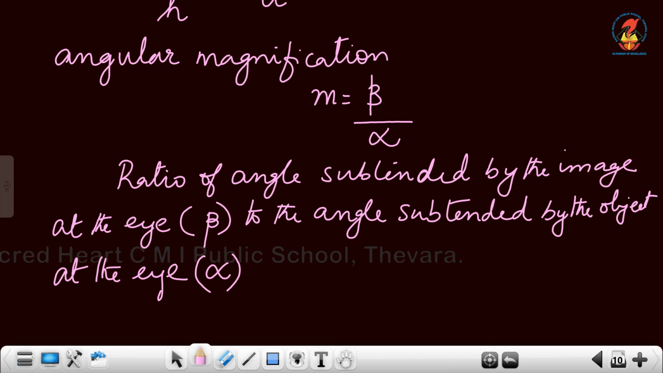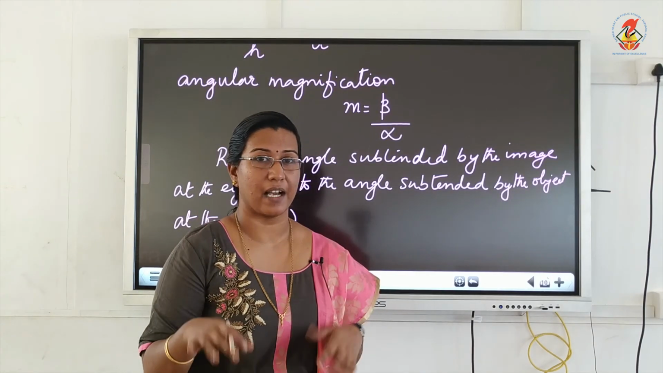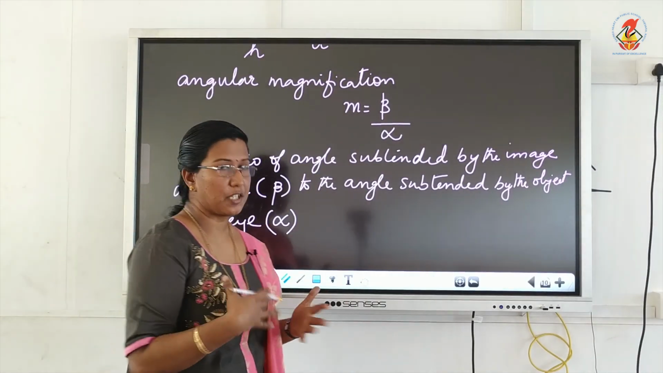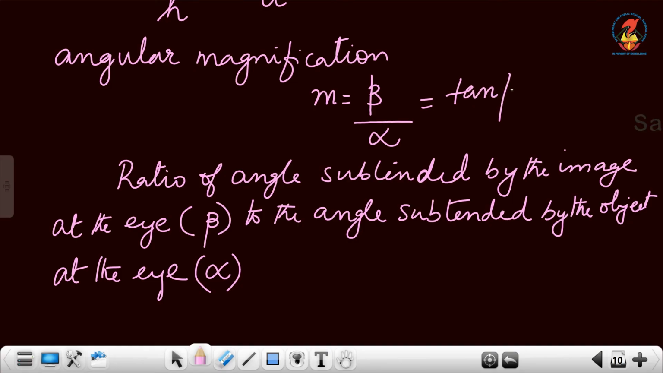I have told you, when you are using derivations in optics, the angles made by the rays will be very small, such that we can approximate sin theta, tan theta, etc. to theta. So in each case we are going to find tan beta and tan alpha, and then equate. So this is written as tan beta by tan alpha.